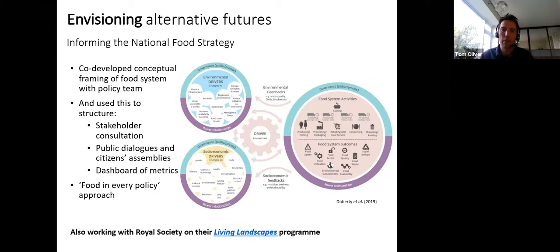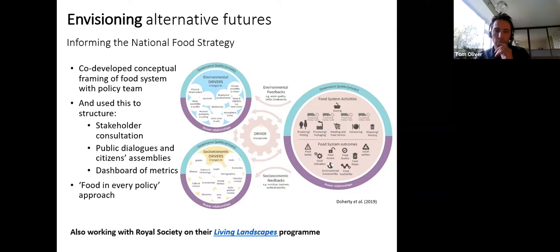So they held citizen assemblies where citizens were asked to discuss how they think the future food system should look like. And there's also a dashboard of metrics being developed. So this, I guess, links to the evaluation phase of how do we measure the transformation towards a food system which can deliver healthy, nutritious, accessible, affordable food.